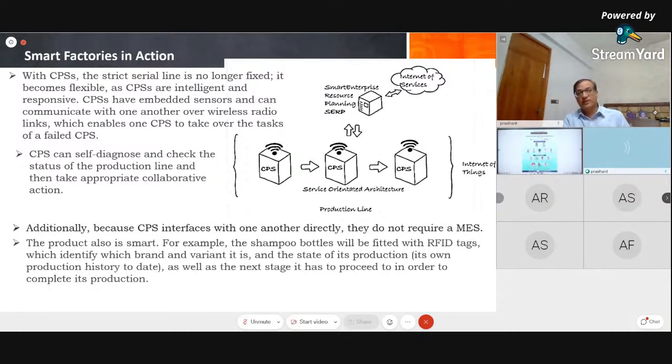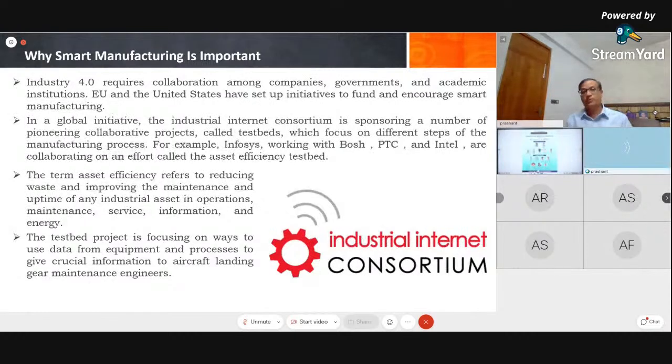The physical systems were converted to cyber physical systems, which are autonomous, can make decisions, can assess themselves, and are able to fill in different kinds of perfume. You don't have to change the production line, so on and so forth.